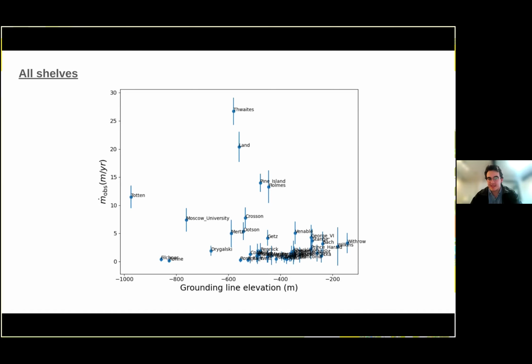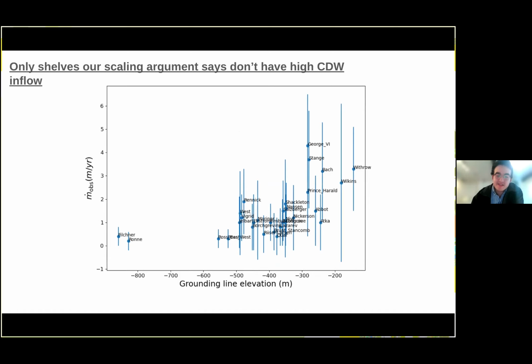This is what I'm most excited about recently. This is observed melt on the y-axis, again from Adusumilli et al. 2020. And on the x-axis, we have grounding line elevation. And I've scattered and labeled every ice shelf in that data set. And now all I'm going to do is say, if our scaling argument predicts you have more than 5 meters per year of melt, if you're a hot cavity, we're going to ignore you. So this is the exact same plot, but we've gotten rid of everything that our scaling argument says is a hot cavity. So this is only the cold cavities, but still with observed melt on the y-axis and grounding line elevation on the x-axis.